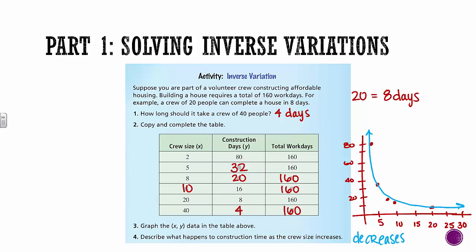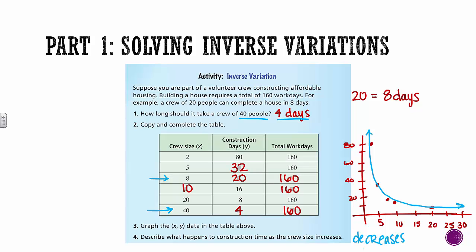So hopefully you figured out that if it takes 20 people 8 days, if you double the amount of people, it's going to cut the number of days in half. So it should only take them 4 days. Then you should have come up with a pattern here. Some of these were a little harder to find than others, but this one you should have known, and this one we just figured out.